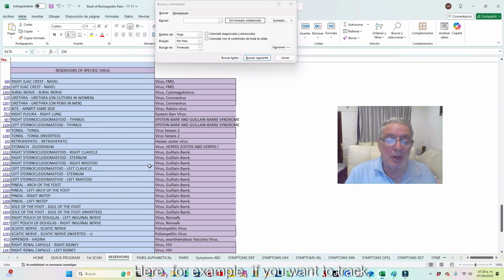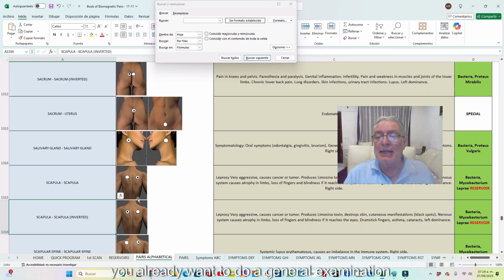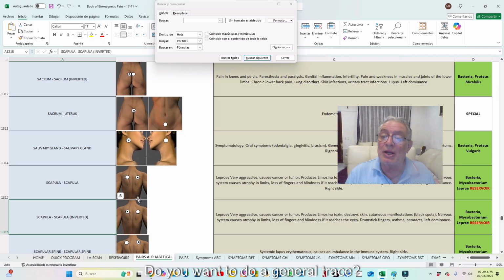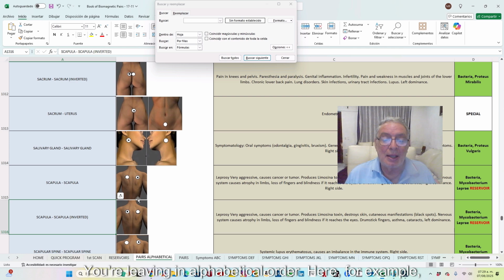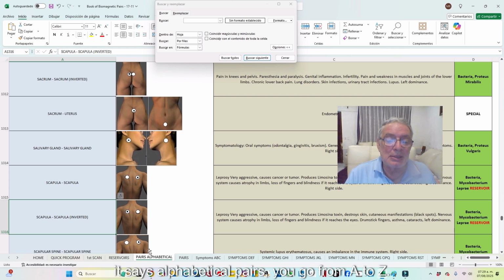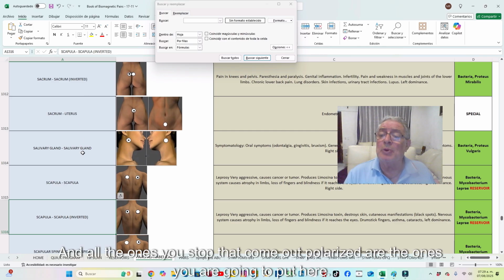Here, for example, if you want to track, you already want to do a general examination. Do you want to do a general trace? You go in alphabetical order. Here, for example, it says alphabetical pairs. You go from A to Z. And all the ones that come out polarized are the ones you are going to put here.